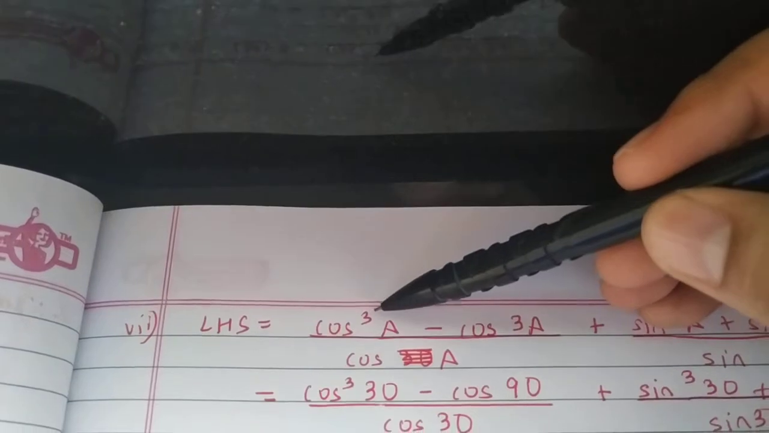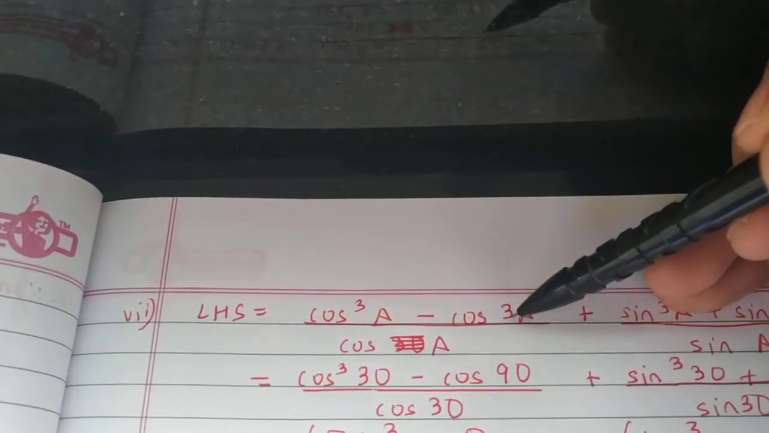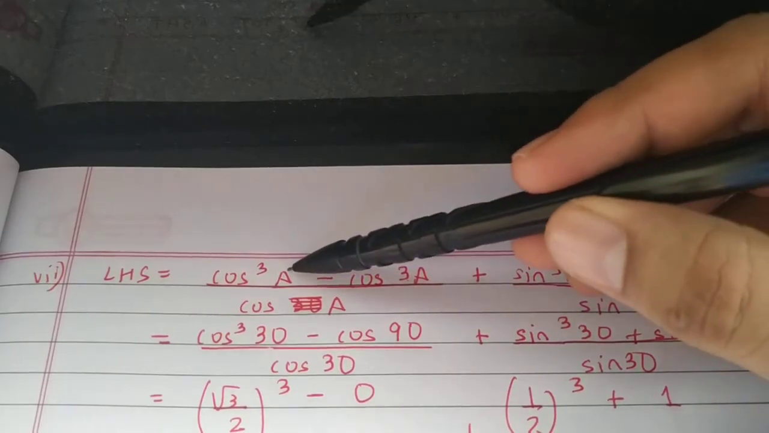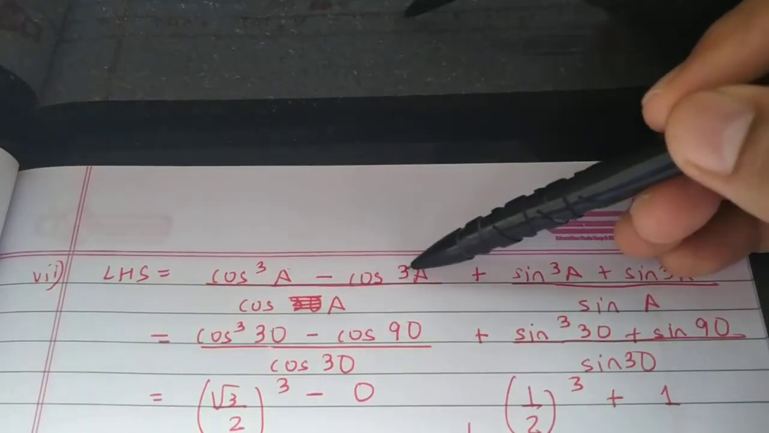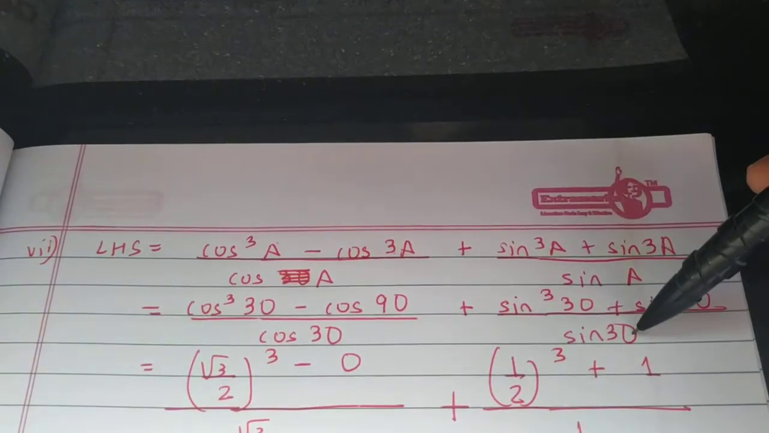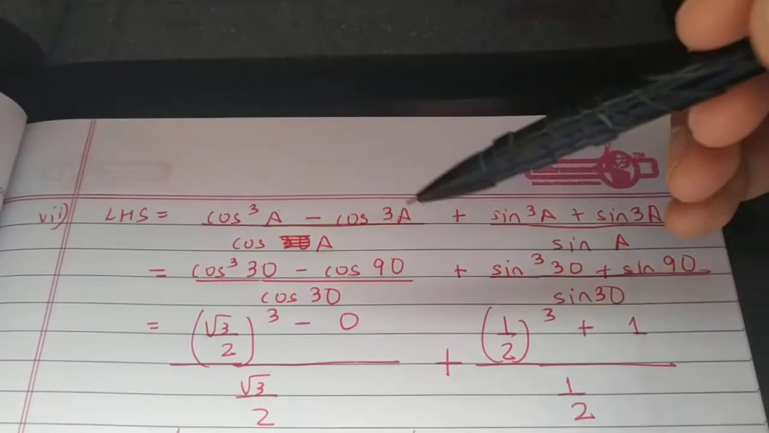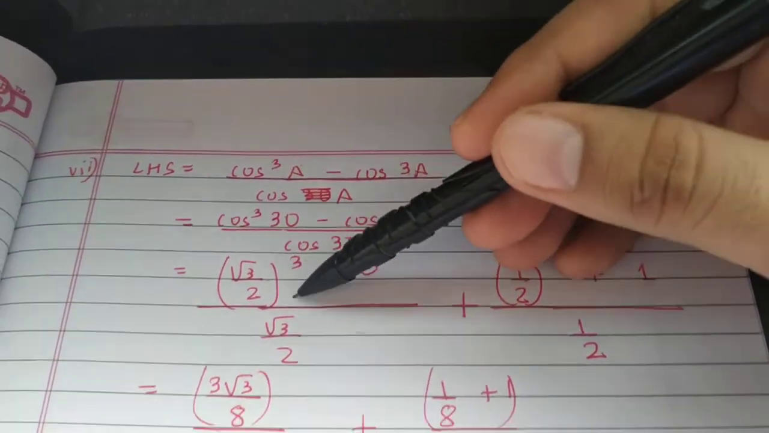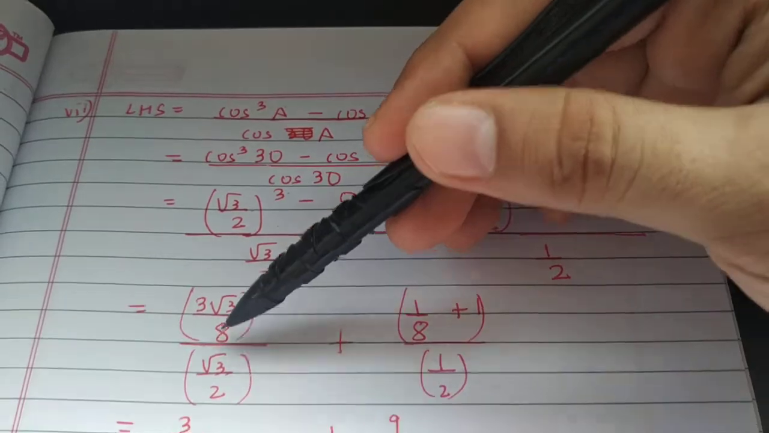We start with the LHS here. Remember, there is a cube here and this is coefficient 3. This is not a cube, so be careful, don't make a silly mistake. Substitute the value of A, that is 30, and here 3 into 30 will be 90. Similarly, substitute all the angle values, substitute the trigonometrical ratios. This is a cube out here, even here there is a cube. So this becomes 3 root 3 upon 8 upon root 3 upon 2.